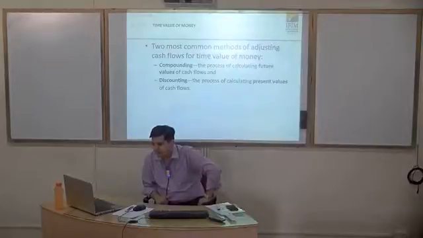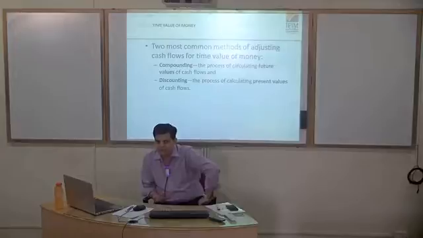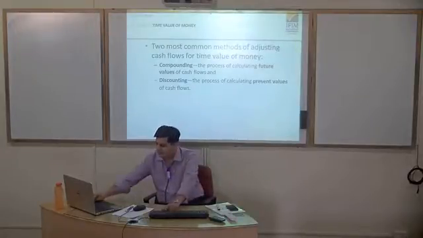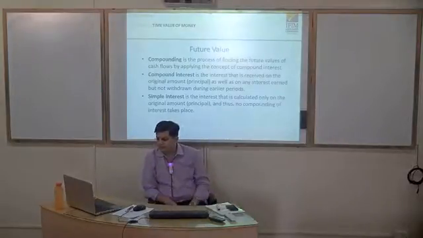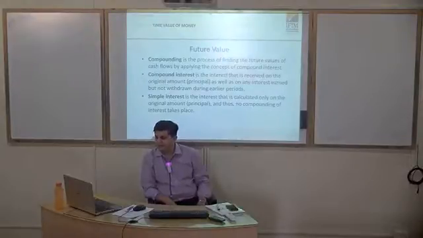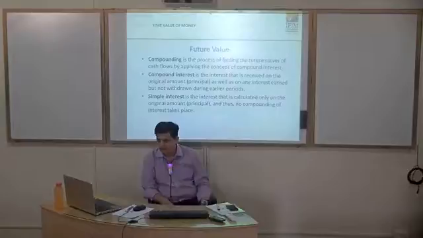Two common methods of adjusting cash flows for time value of money: compounding and discounting. The process of calculating the future values of cash flows is called compounding. Compound interest, you would have done that math in your high school or even before that. Discounting is the process of calculating present value of the future cash flows considering a specific interest rate. What's future value? Compounding is a process of finding the future values of cash flows by applying the concept of compound interest. I just spoke about that.